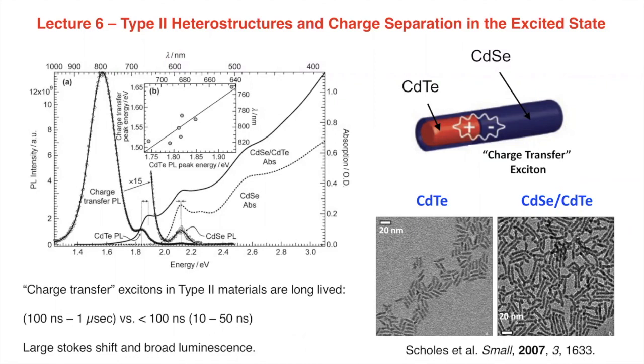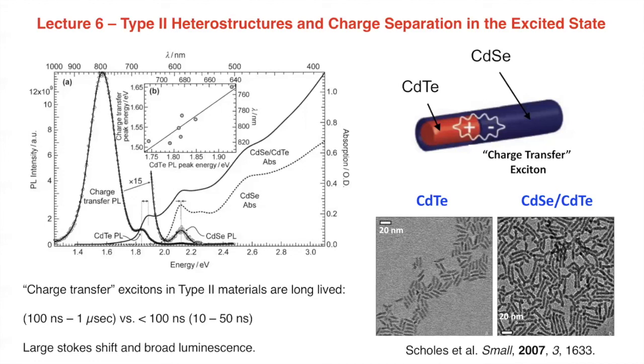The diagram tells you. The hole prefers to go to the more electropositive valence band, and that's the telluride. Telluride is more easily oxidized than selenide. And the electron also tends to localize on the cadmium selenide. Its conduction band is lower in energy. So when you photoexcite this type 2 heterostructure, now the electron goes to the cadmium selenide, the hole goes to the cadmium telluride, and this charge separated state people sometimes refer to as a charge transfer exciton.